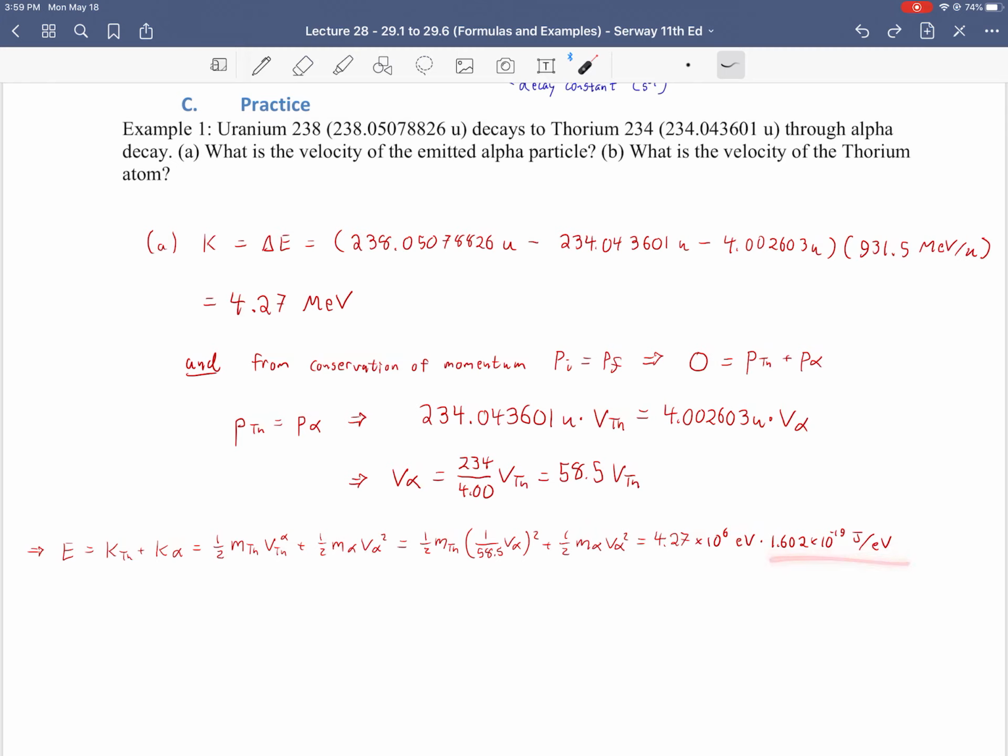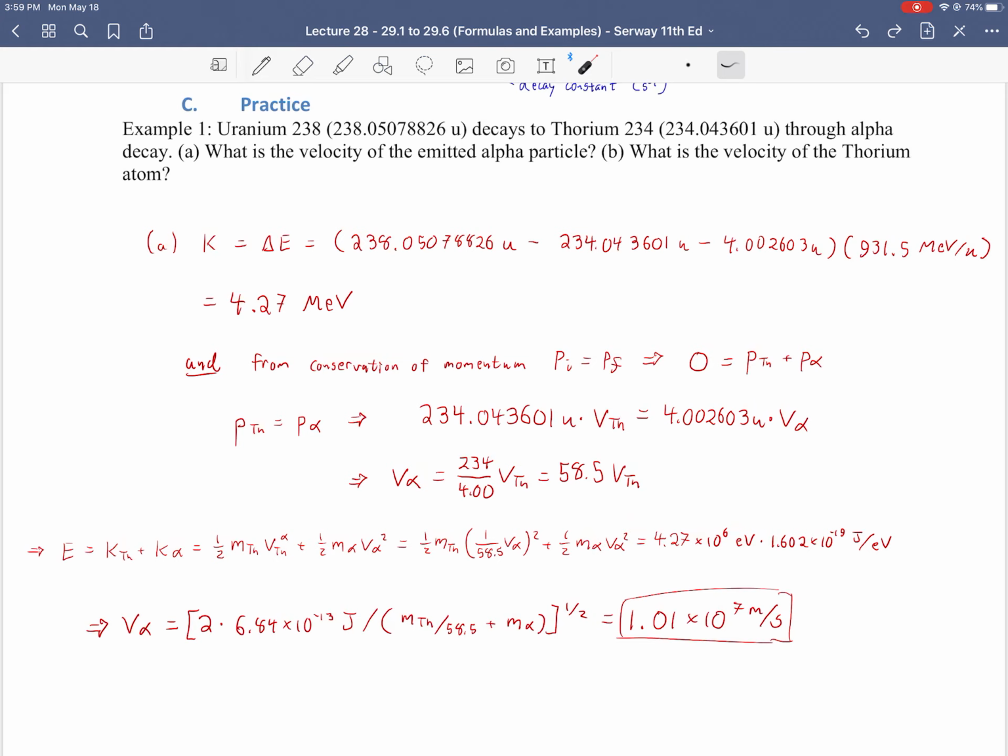I want to convert it to joules because that way it will give me the velocity of my alpha particle in meters per second, which I go ahead and do. And there we go. So we have a velocity of the alpha particle of 1.01 times 10 to the 7 meters per second, which is less than 1% the speed of light. So we're basically good with non-relativistic considerations here.